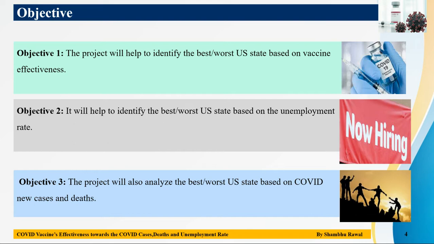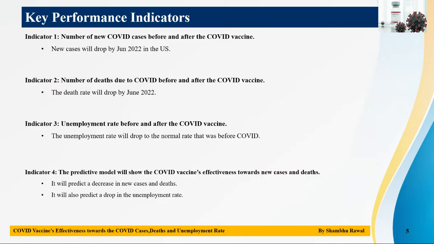My main objectives of the project were to identify the best and worst US states based on vaccine effectiveness, to identify the best and worst US states based on unemployment rate, and lastly to analyze the best and worst US states based on COVID new cases and deaths.